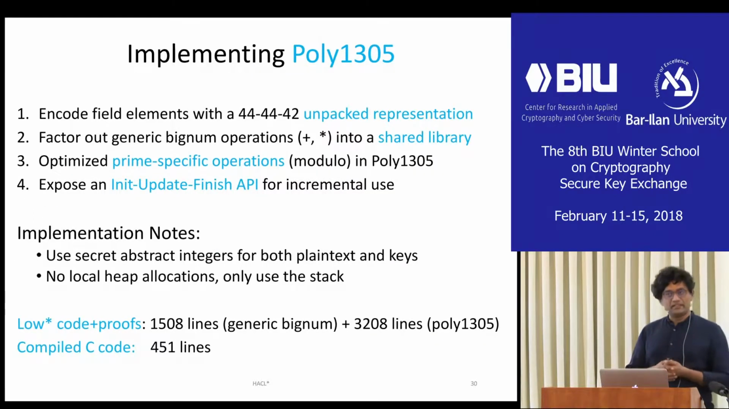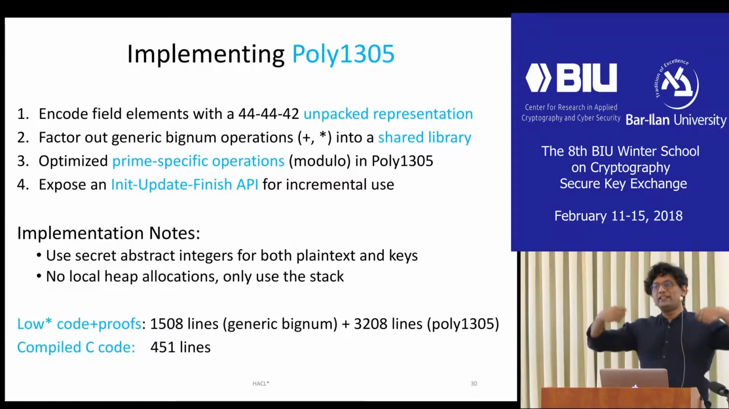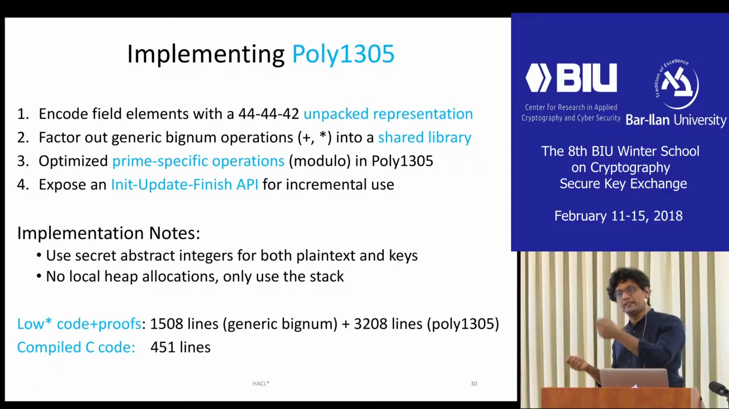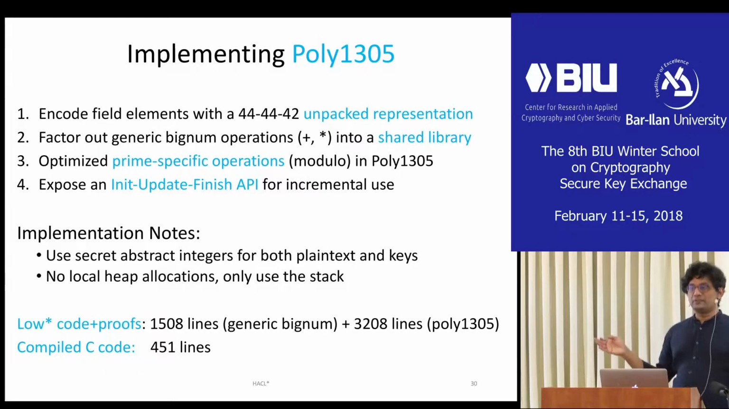But then you have to implement it. So what you're going to do is you're going to implement this bignum representation, which is 44 bits, 44 bits, 42 bits. We're going to factor out the generic bignum operations like multiplication and addition into a shared library. We're going to optimize the prime specific operations for Poly1305. And then we're going to allow incremental MACing like many implementations need it. You want to keep adding more and more data as data arrives. And of course, we want to do all of this with secret independence.